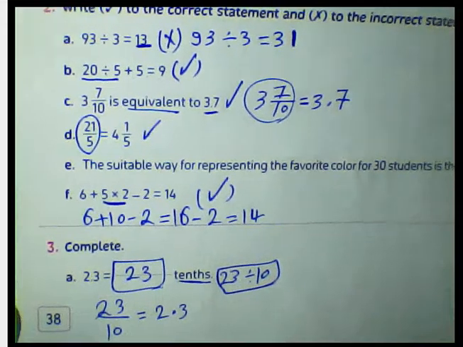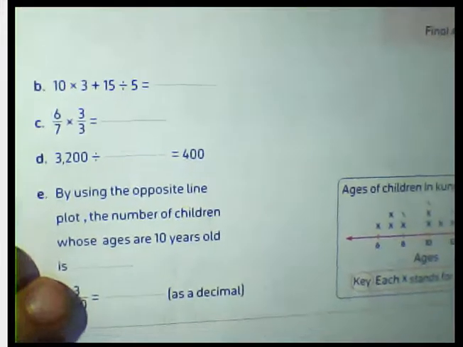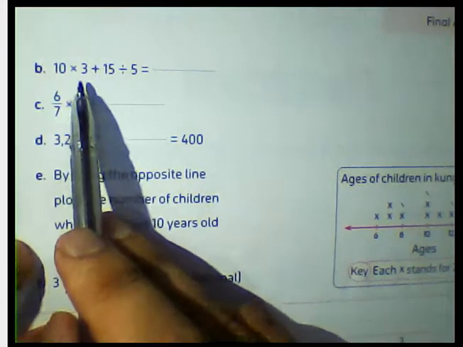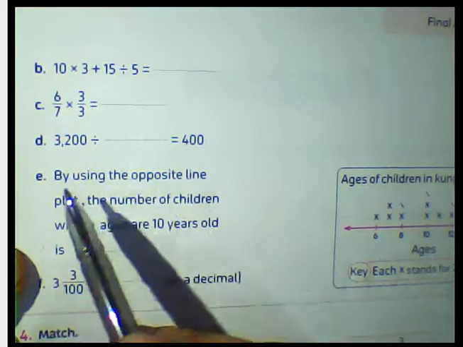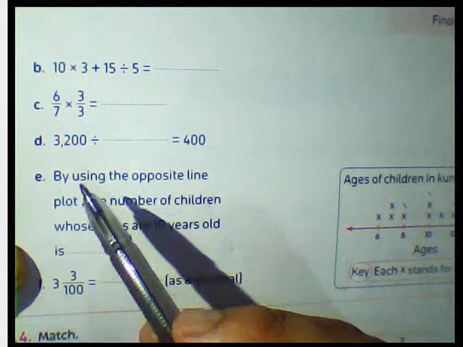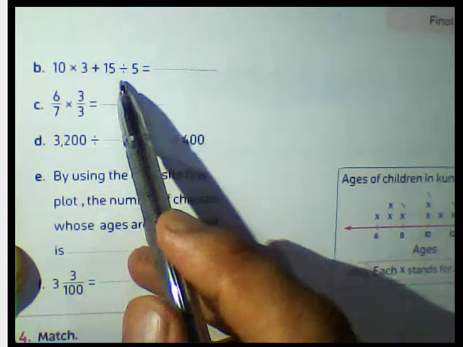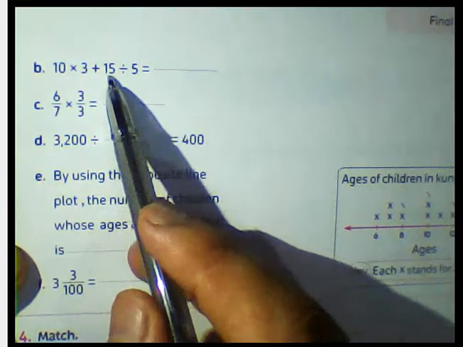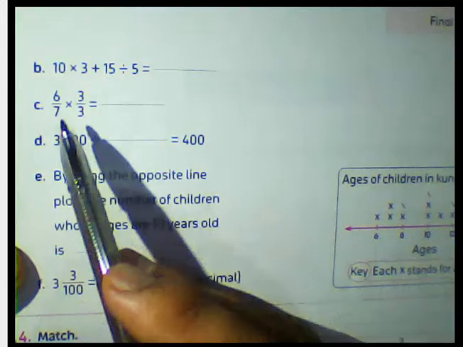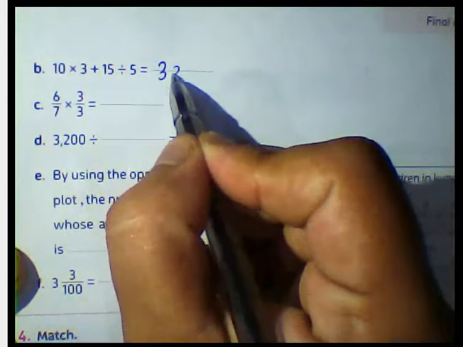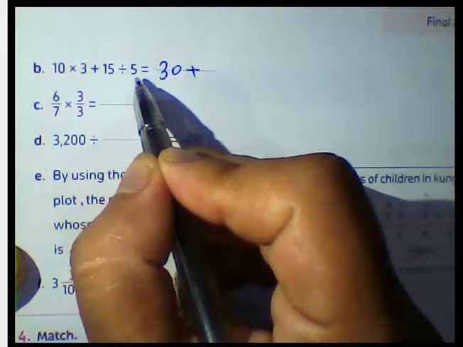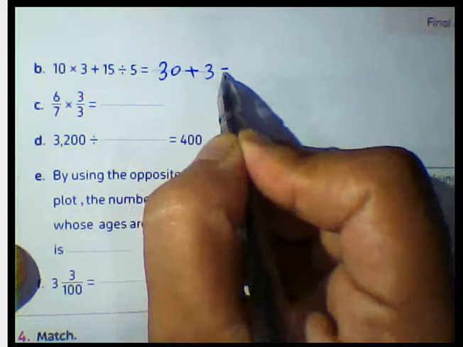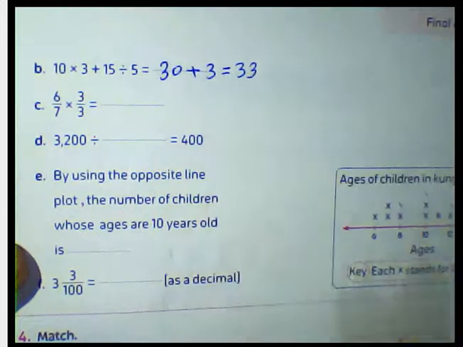And what about letter B? Here, 10 multiplied by 3 plus 15 divided by 5. Who can solve it? It's the order of operations. We must do the division first. 15 divided by 5 equals 3. 10 times 3 equals 30. So the result will be 30 plus 3, then the result will be 33.